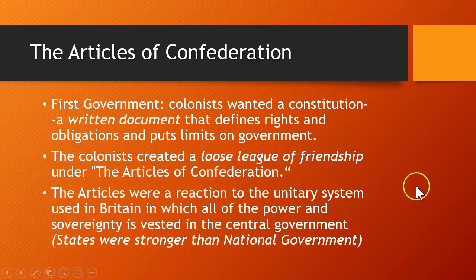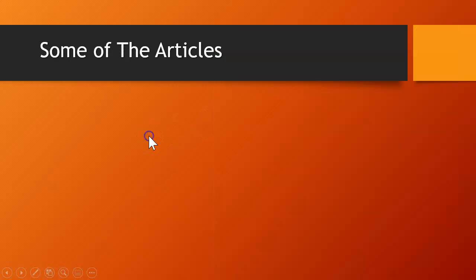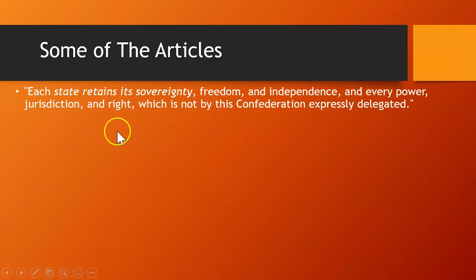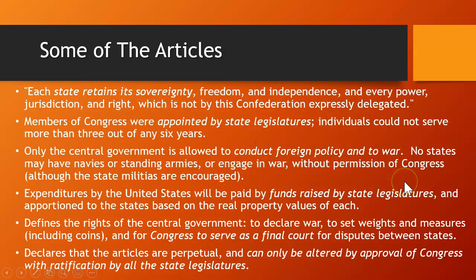Okay? So that's the important thing. This is what the Articles of Confederation look like. They're not on display anywhere, as far as I know, because we don't like to display our failures. We like to display our good ideas. So that's why we have the Constitution and the Declaration of Independence on display, but not the Articles of Confederation. Now, basically, this tells you some of the specifics of the Articles of Confederation. I'm just going to highlight a couple of these. Each state retains its sovereignty. The states had the power. They gave power to the national government and told the national government what it could and could not do. Okay?